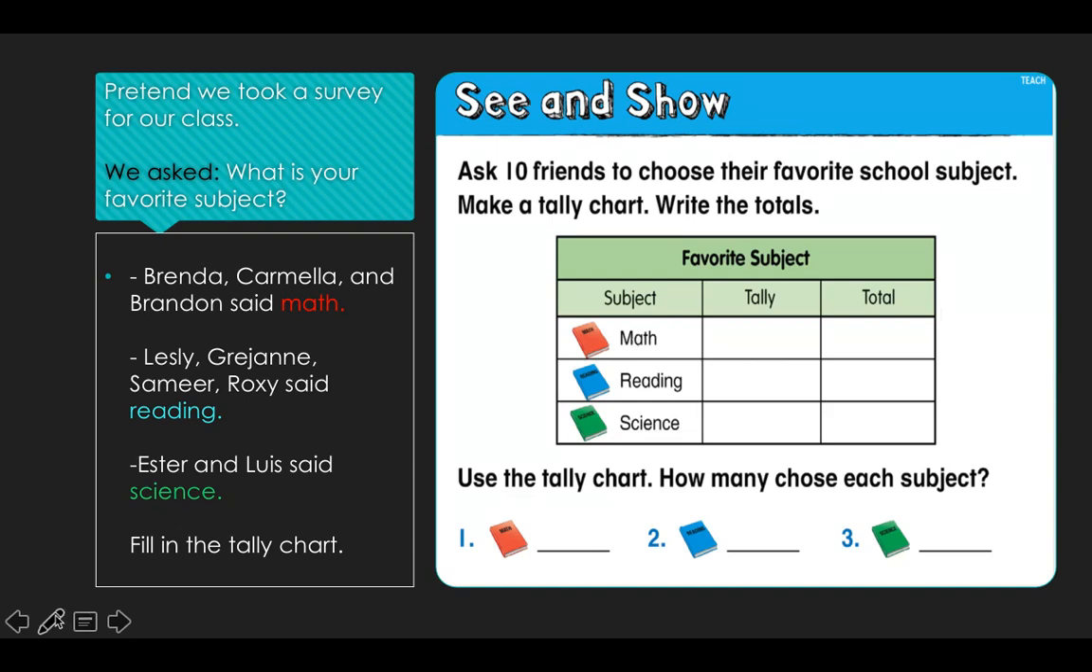So for math, I'm going to put a tally for each person that said math is their favorite subject. So I will put one tally for Brenda, one tally for Carmela, and one tally for Brandon. I have 1, 2, 3 people that said math is their favorite subject. Let's put a tally for each person that said reading is their favorite subject. So I will put a tally for Leslie, Grejan, Samir, and Roxy. Now I have 1, 2, 3, 4 people that said reading is their favorite subject.